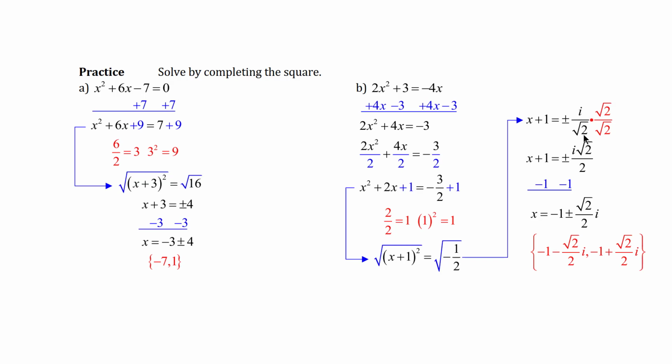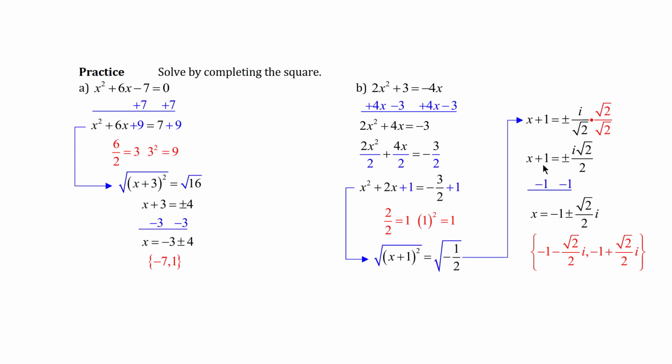The next step here is getting rid of the root 2 in the denominator by multiplying the top and bottom of the fraction by root 2. Essentially, we're just rationalizing the denominator. The result is x plus 1 equals plus or minus i root 2 over 2.